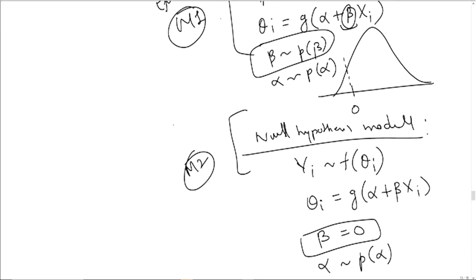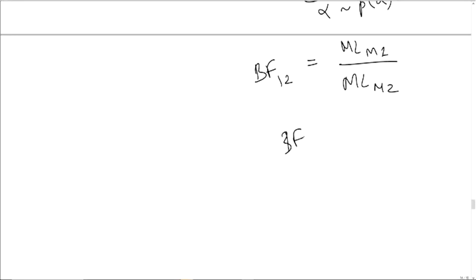So what you can do, you can compute Bayes factor for model 1 over model 2, which would be the ratio of marginal likelihood of model 1 and model 2, right. So once you compute the marginal likelihood of each model, you can take the ratio, that would be your BF12, right. So if the Bayes factor in favor of model 1 compared to model 2 is greater than 1, then M1 is better.